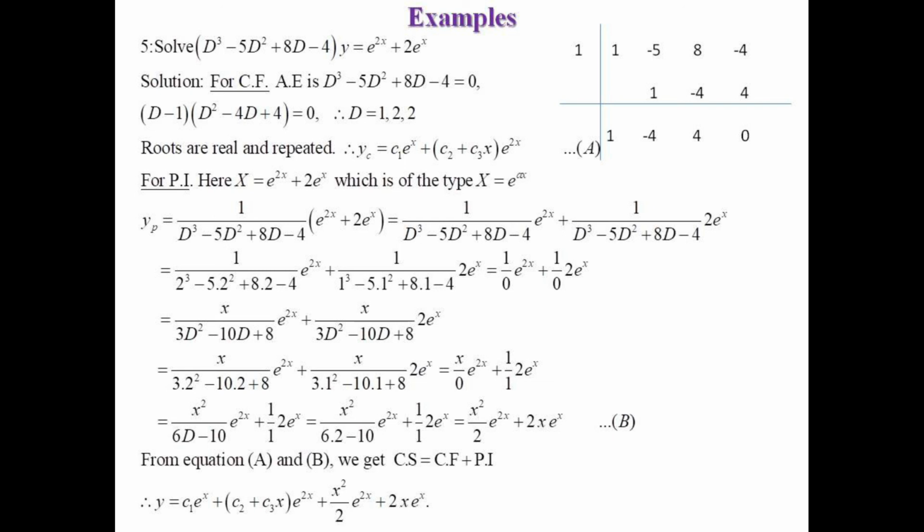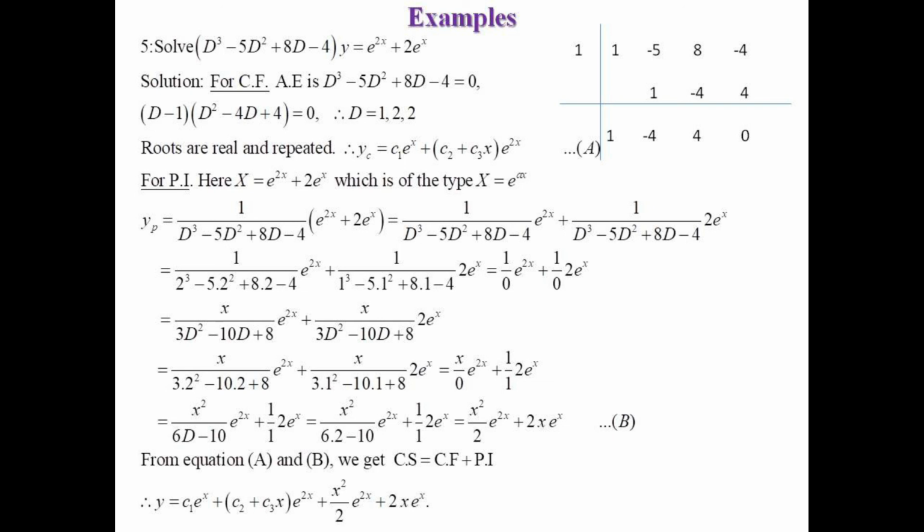First term 1 as it is. 1 into 1 is 1. The sum of minus 5 and 1 is minus 4. Again the product of minus 4 and 1 is minus 4. The sum of 8 and minus 4 is 4. Again the product of 4 and 1 is 4, and the sum of minus 4 and 4 is 0. So we get the remainder as 0, which means D equal to 1 is a factor. If we simplify this, then we get D minus 1, D square minus 4D plus 4 equal to 0.